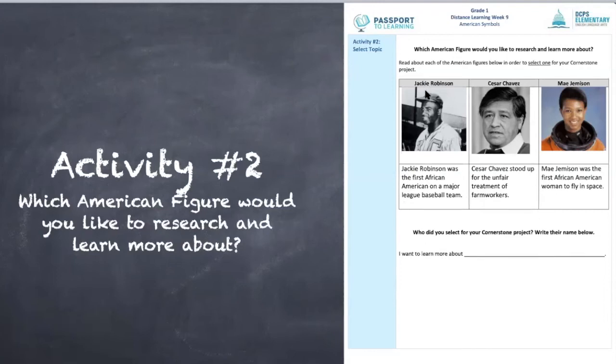Once you've selected one of these 3 people for your cornerstone project, then you're going to go down to the bottom and answer the question. Who did you select for your cornerstone project? Write their name below. If you selected Jackie Robinson, then you would write Jackie Robinson. If you selected Cesar Chavez, then you would write Cesar Chavez. And finally, if you selected Mae Jemison, then you would write Mae Jemison.